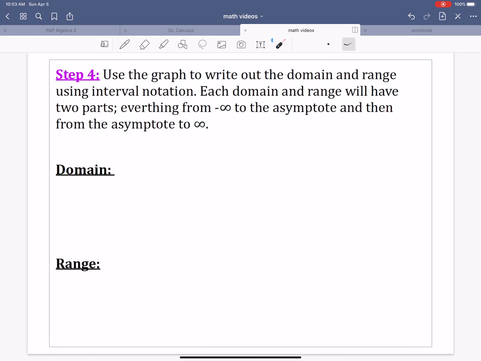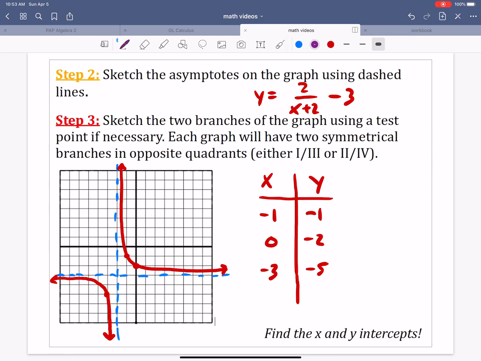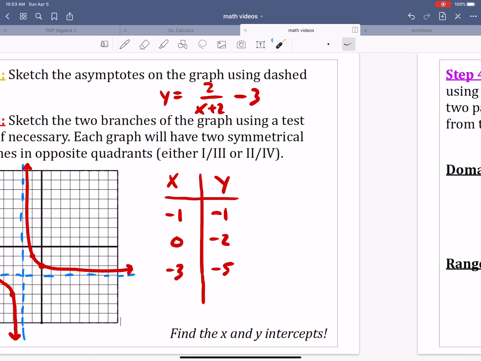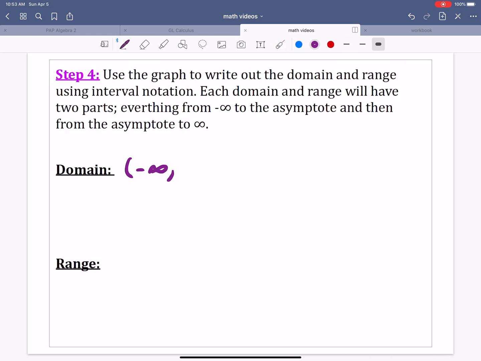Okay, now step 4 is going to be using the graph to write out our domain and range, sort of like we talked about with the parent function. Okay, so for the domain, you know the domain started at -infinity. And let's go back and look. The first and only x value where we have problems is x equals -2. So for our domain, we're going to go from -infinity to -2, union -2 to infinity. Remember, basically what this is saying is you're going from -infinity to positive infinity, but -2 is the only x value where you have problems.